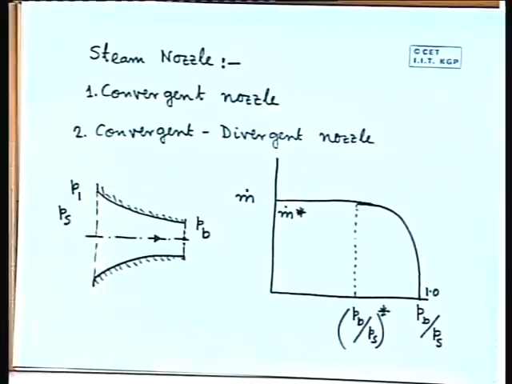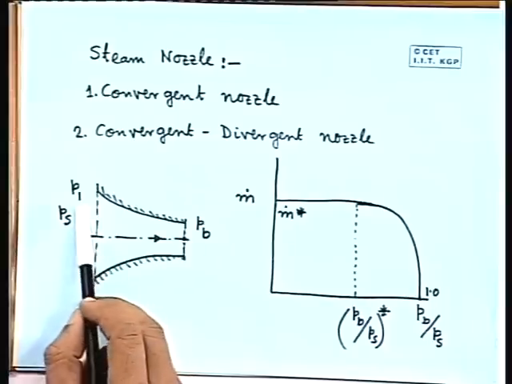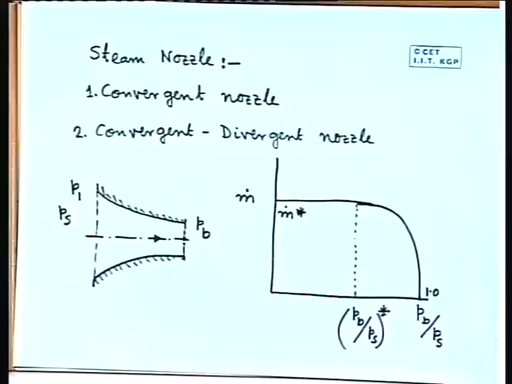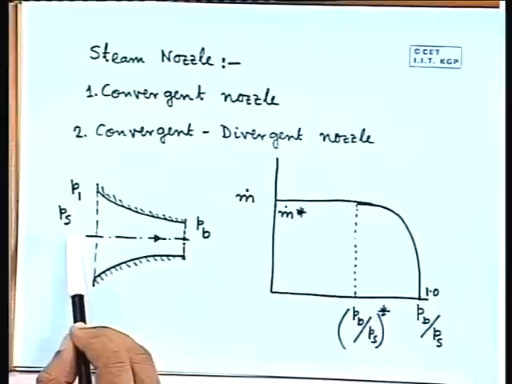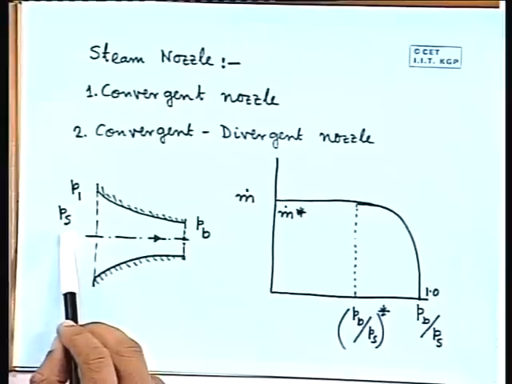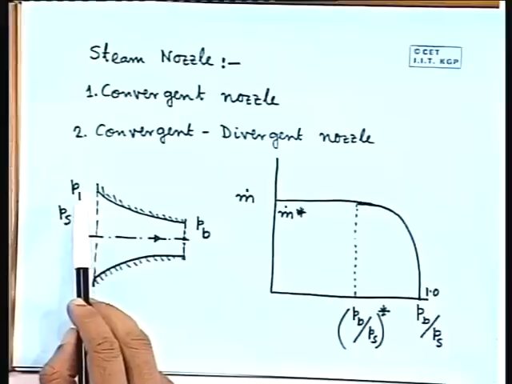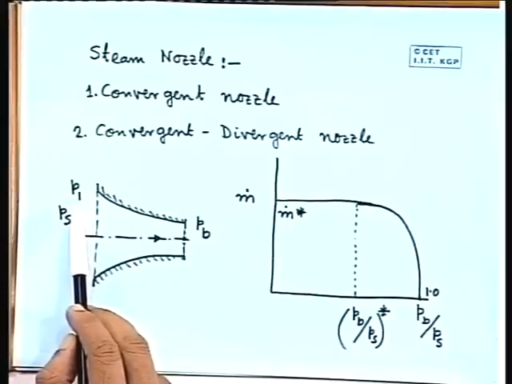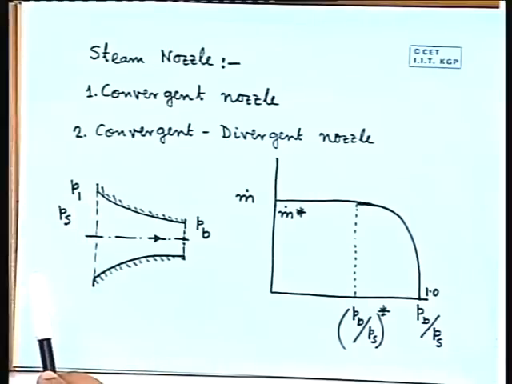At the inlet of the nozzle, we have a pressure which is denoted by P1. Generally, the velocity of the fluid is negligibly small at the inlet of the nozzle. So, that is why sometimes this P1 is also denoted as PS or stagnation pressure, whereas the pressure at the exit of the nozzle is called back pressure.